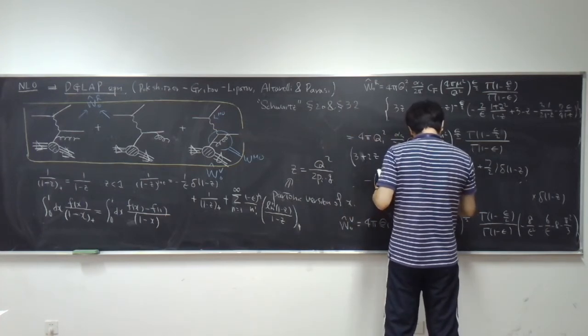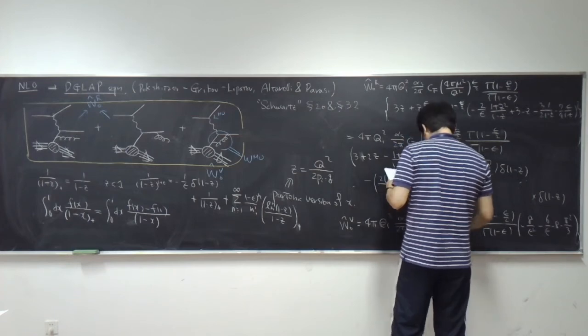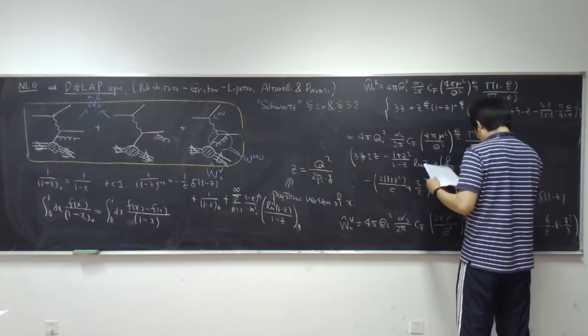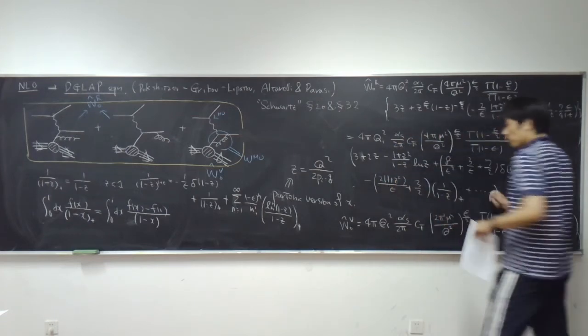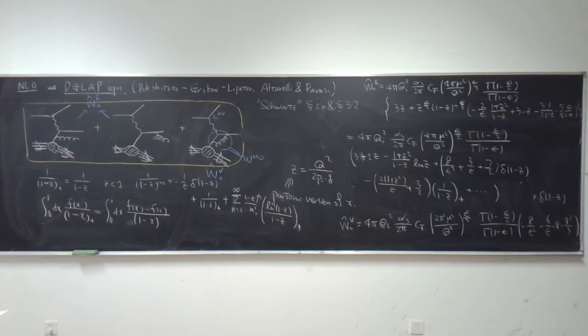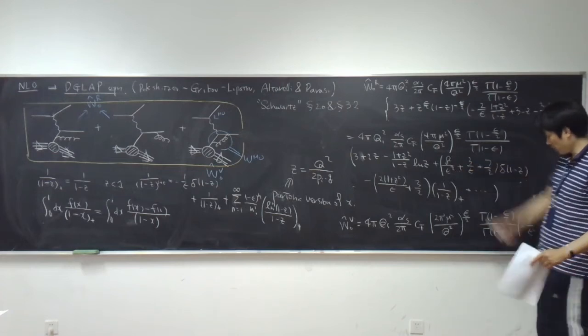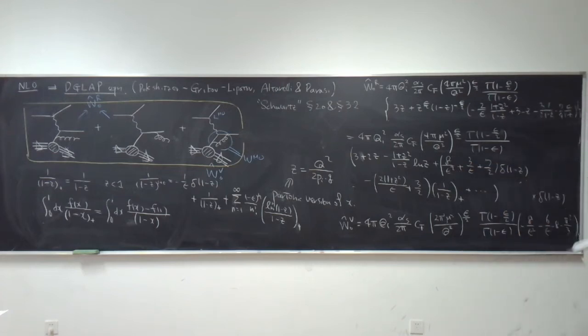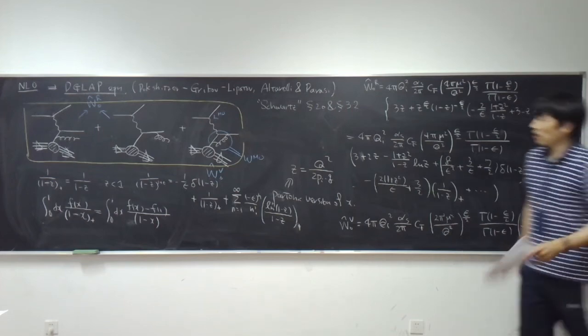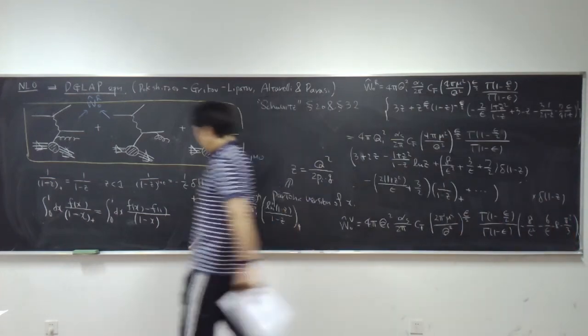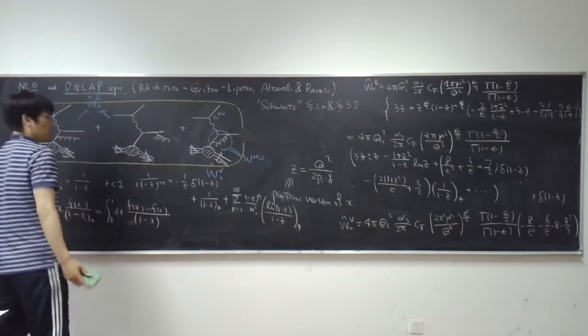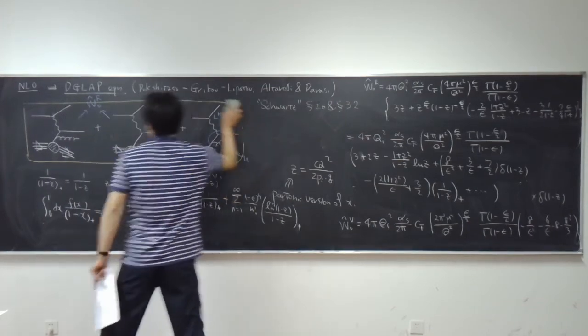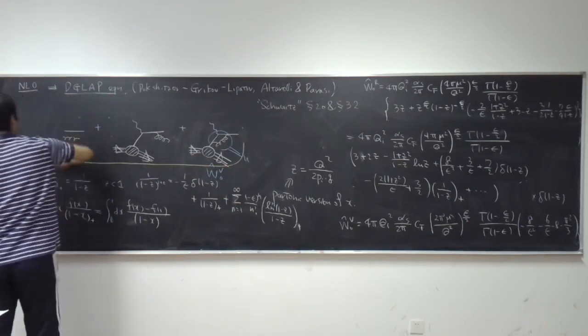1 minus 1 minus z plus and so on. It's not an important term for the log term, so I'm not going to write down everything. Okay, so that's how I obtained it. And so this 8 over epsilon squared cancels with this one. Okay. And then let's put everything together.